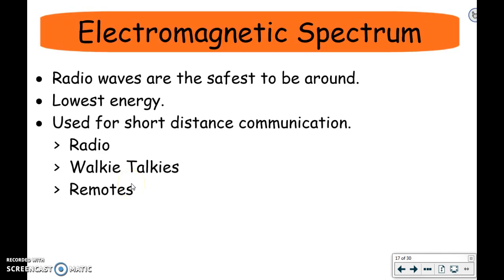All the security guards here have walkie-talkies. You have people like contractors or the fire department or cops. They have walkie-talkies. So there's a plethora of radio waves going through you right now. Remote controls as well. They operate in the radio range. Think of this as short-range communication. If you're talking about building-wide or township-wide, that's when you're going to use radio waves.